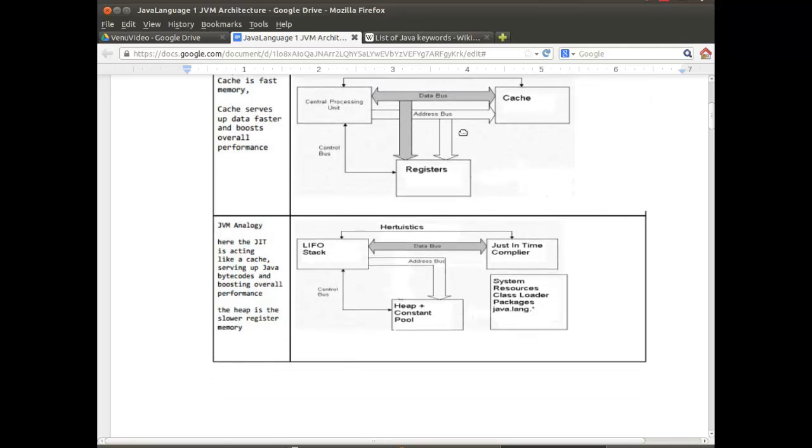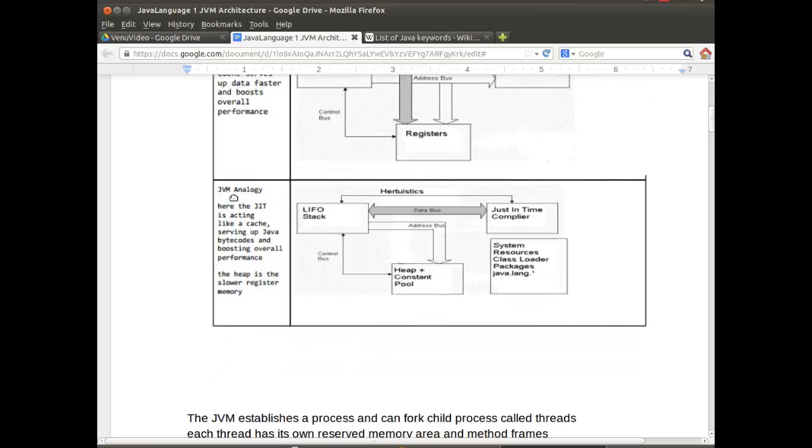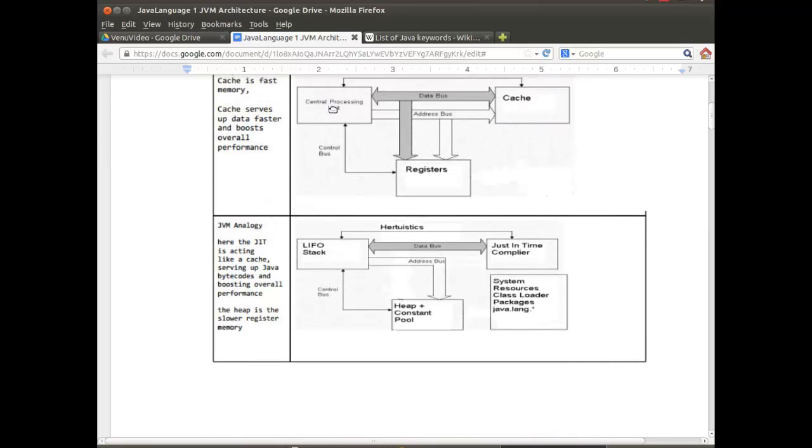If we look at the Java virtual machine analogy, we can think of the stack, the LIFO stack, as being the CPU. We can think of the heap and the constant pool. We'll talk a bit more later about what these words mean. But we can think of what the Java virtual machine calls its heap and constant pool as being the place for memory, or the registers if you like.